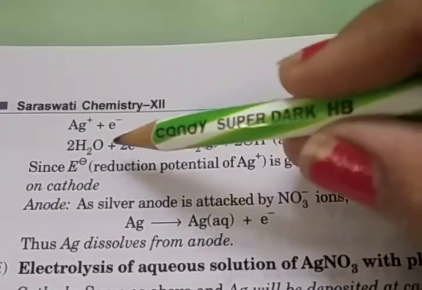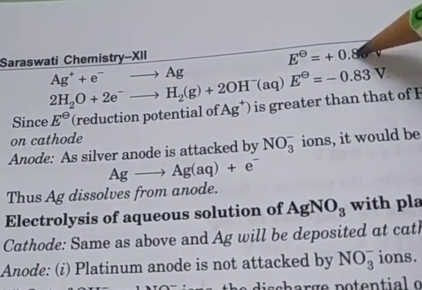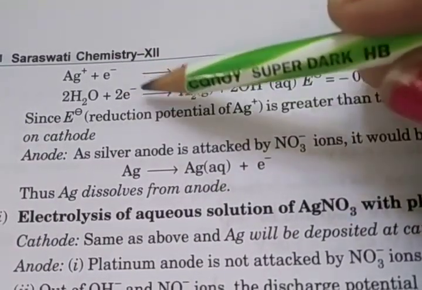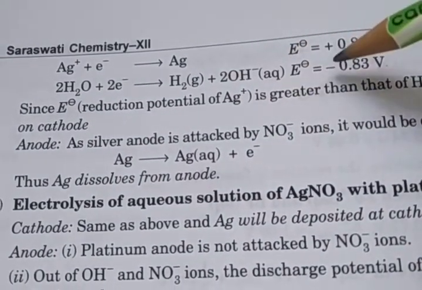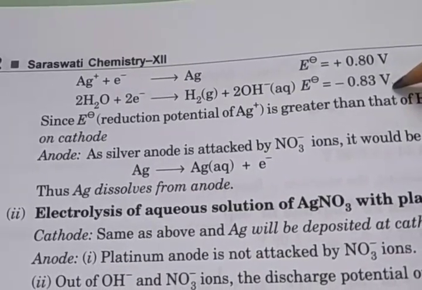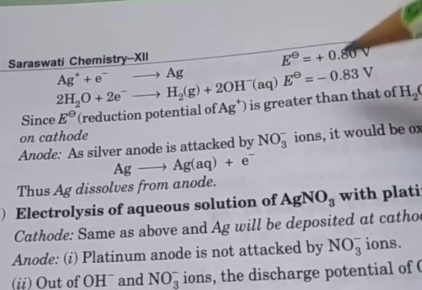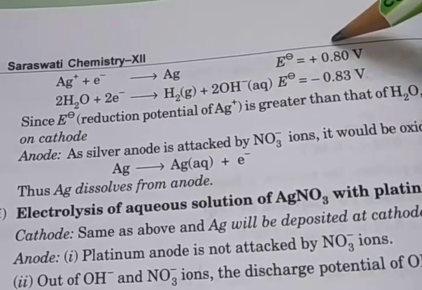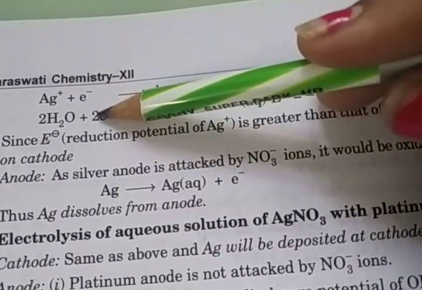Ag+ gains 1 electron and converts into Ag, and the potential value given for Ag+ is 0.80 volt. Then at the cathode, water gains 2 electrons and converts into hydrogen gas plus OH- ion, with potential value -0.83 volt. So the electrode potential value for Ag+ is greater than water, here +0.80 volt, and Ag will be deposited on the cathode, not water.